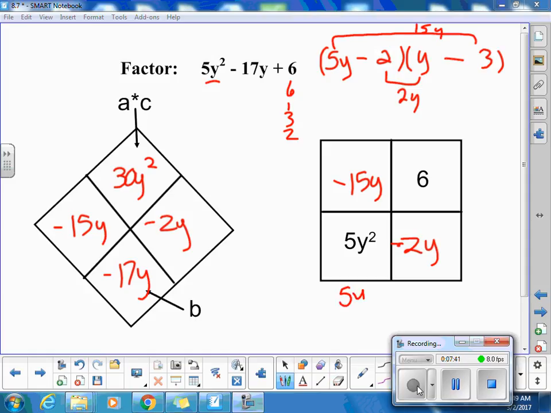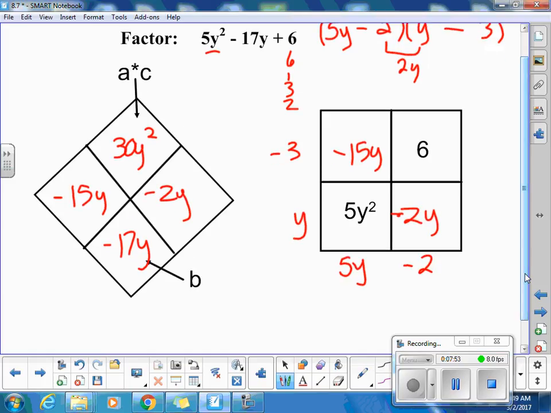5y would go here, so that means y would have to go here. 5 times something is 15, negative 15y, so that's negative 3. y times something is negative 2y, so that would be my minus 2. And here we get the factors y minus 3 and 5y minus 2.